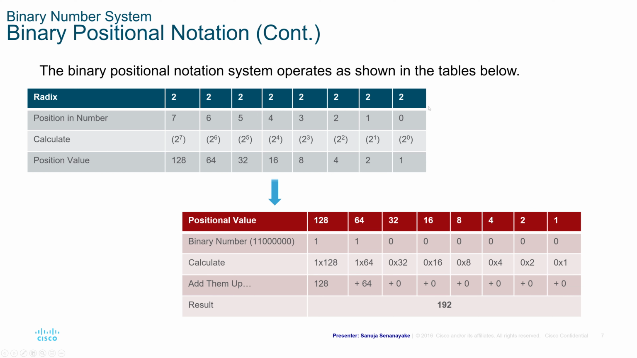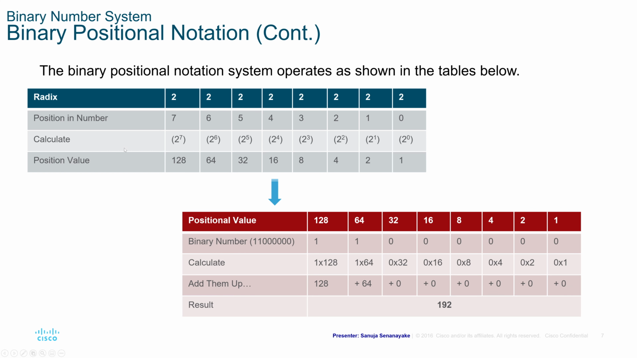So there's 8 sections, and we have 2 to the 7, 2 to the 6, 2 to the 5, 2 to the 4, 2 to the 3, 2 to the 2, 2 to the 1, and 2 to the 0. So 2 to the 7 will give you the positional value of 128. Remember, in computing, 128 bits or 256 bits, that will be the next value.